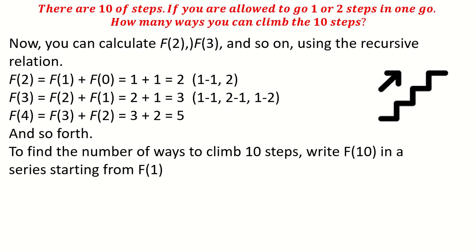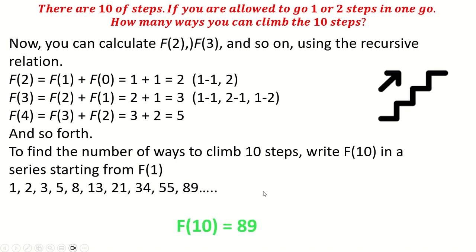To find f of 10, basically you need to go 10 times, starting with f of 1, not f of 0. Remember that. So f of 1 is 1, then 2, then 2 plus 1. Like that: 1, 2, 3, 5, 8, 13, 21, 34, 55, 89, and so on. We have to stop at the 10th term, that is 89. So f of 10 is 89. This is the answer for this problem.